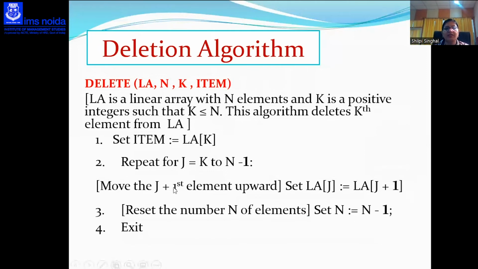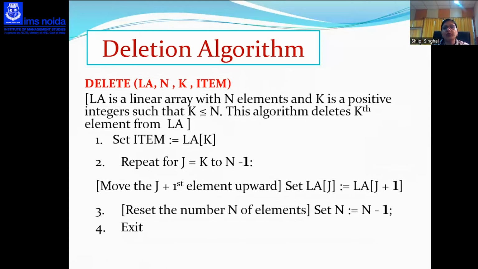Here, this is a deletion function. 4 arguments are passed. L is the linear array, N is the length of the array, K is the location from which the integer is deleted, or which item is deleted. This is written over here. So by using this statement, repeat for j equal to k to n minus 1, we are moving elements to the upward side for filling the empty space, right? So this is the deletion algorithm. Now move forward.